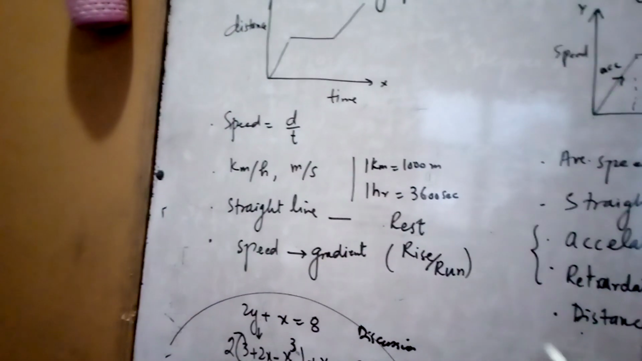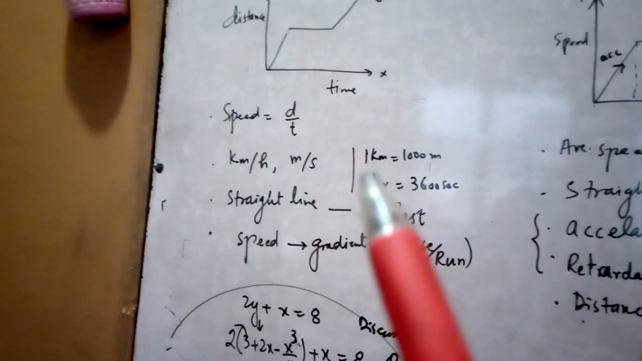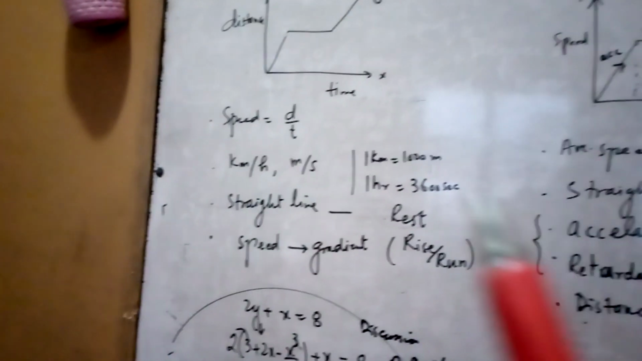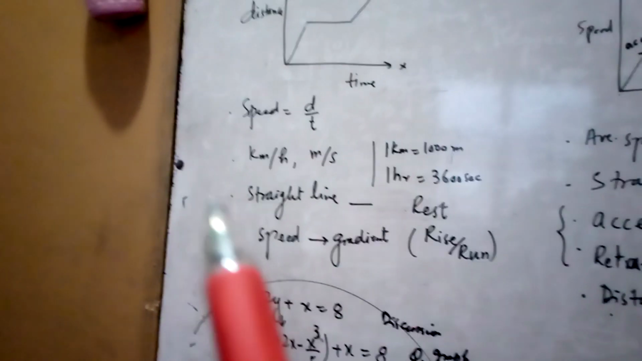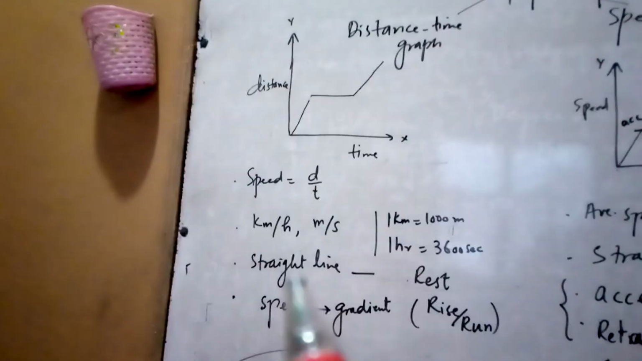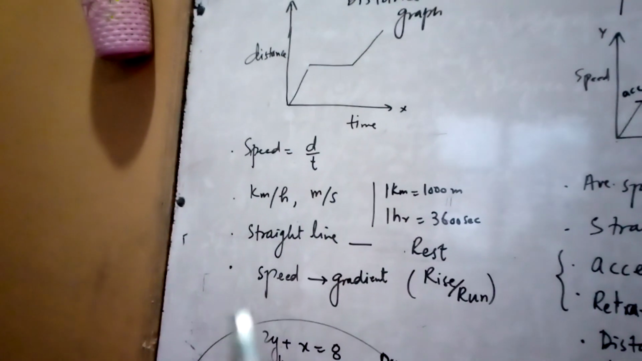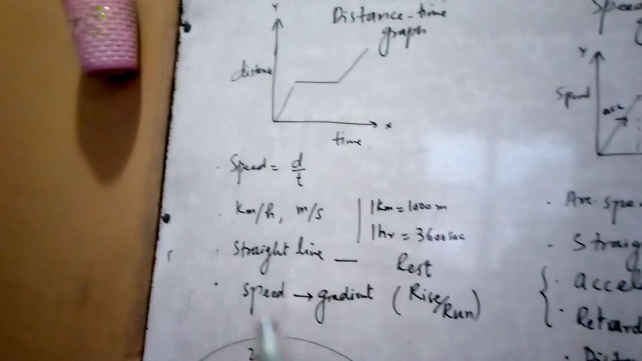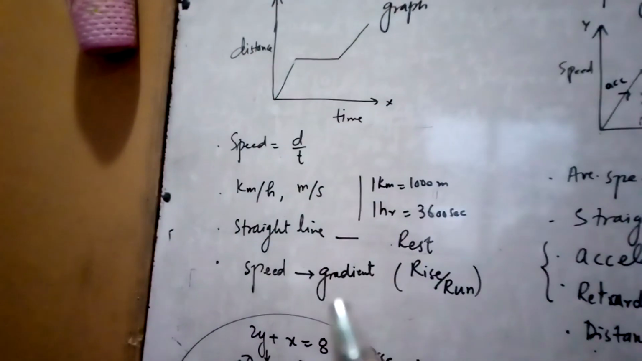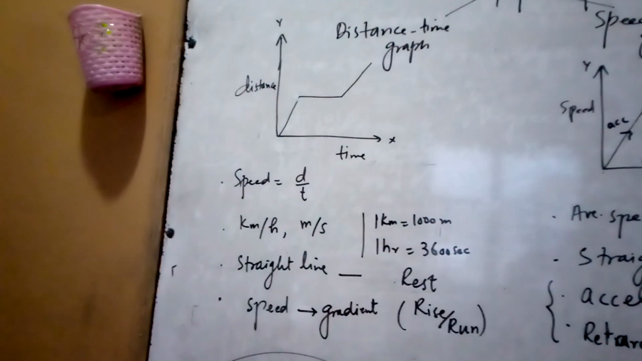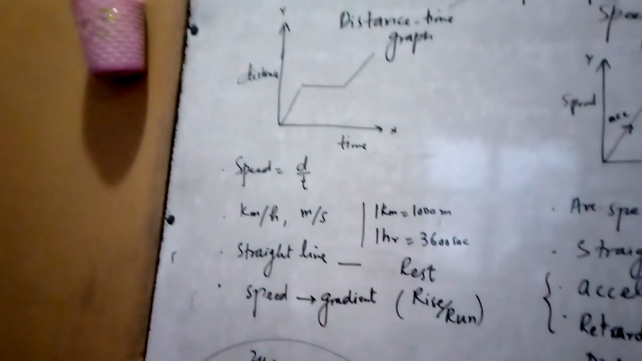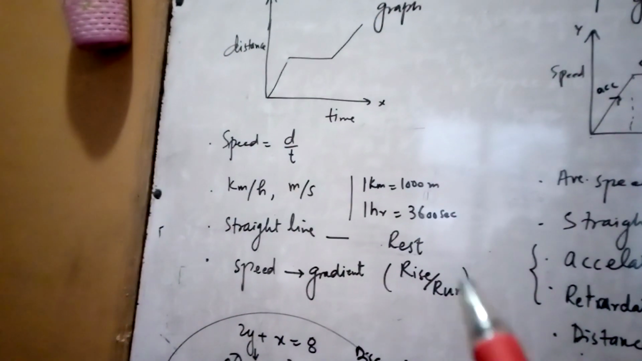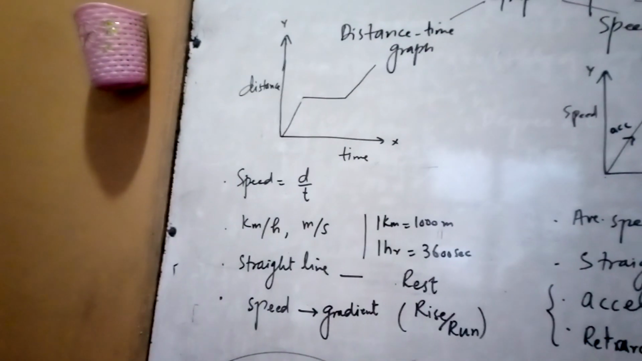There may be a requirement of that one, and definitely 1 kilometer is equal to 1000 meters, and 1 hour is equal to 3600 seconds. Now in the distance time graph, the straight line shows the rest, and when the question is to calculate the speed in the distance time graph, you will use the concept of the gradient, and the gradient is rise over run. Okay, and you will use 2 points also, y2 minus y1 over x2 minus x1.